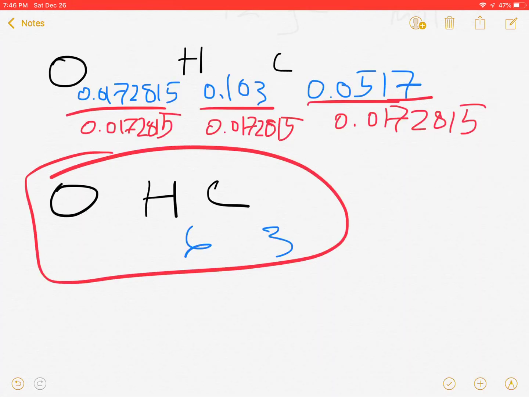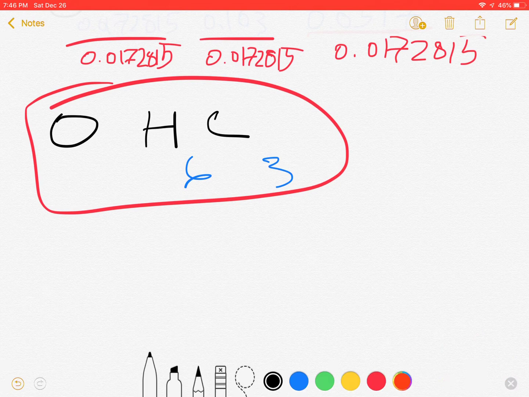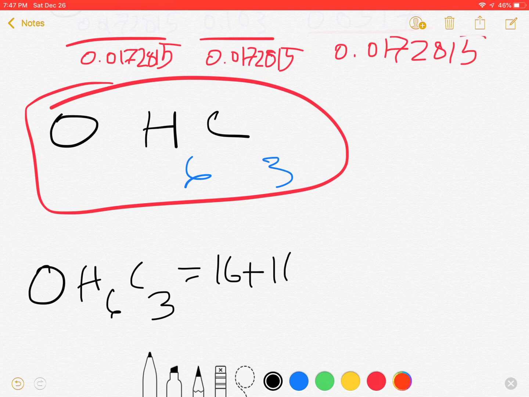Now that we've gotten the empirical formula, let's try and figure out the molecular formula. So what we need to do to go from empirical to molecular is compare the molar masses of the actual caproic acid molecule and our empirical formula. First, let's figure out the molar mass of our empirical formula. If we take OH6C3 and add all the molar masses of each atom, we get 16 plus 1 times 6 plus 12 times 3, which gets us exactly 58 grams.